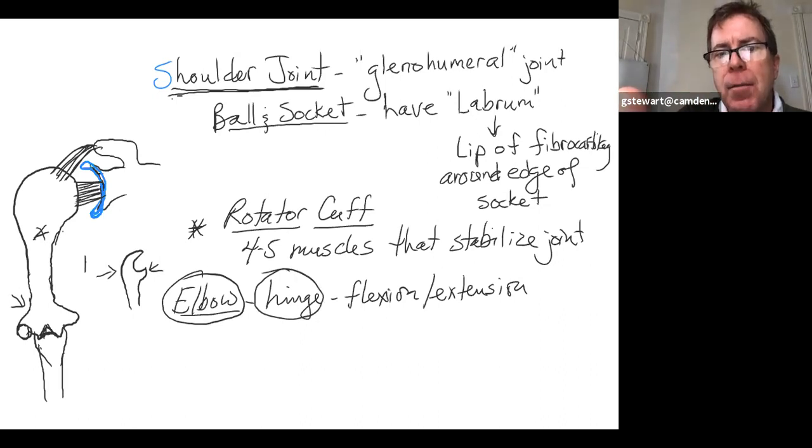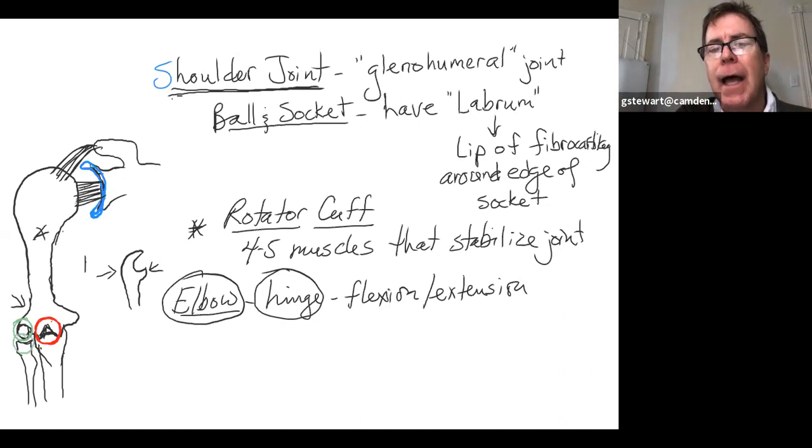But then there's also some articulation here between the radius, the radial head, and the capitulum. So the 2 points of attachment that make up this elbow joint are the trochlea of the humerus and the trochlear notch of the ulna, and the capitulum of the humerus and the radial head here. And that allows us to bend our arms in this fashion like this.